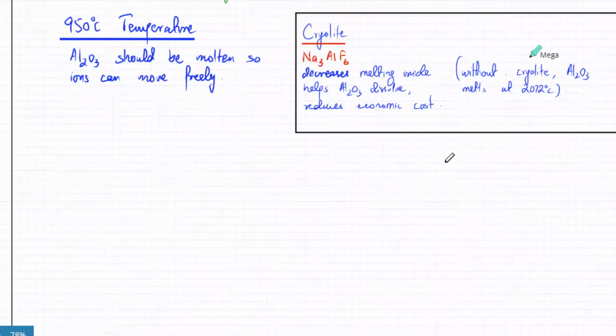Now, there are 3 properties of aluminium. One of which is, now we're going to talk about uses of aluminium.